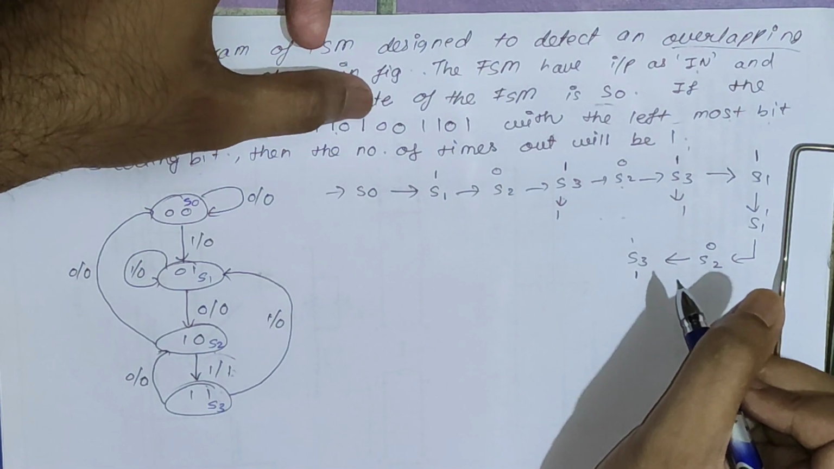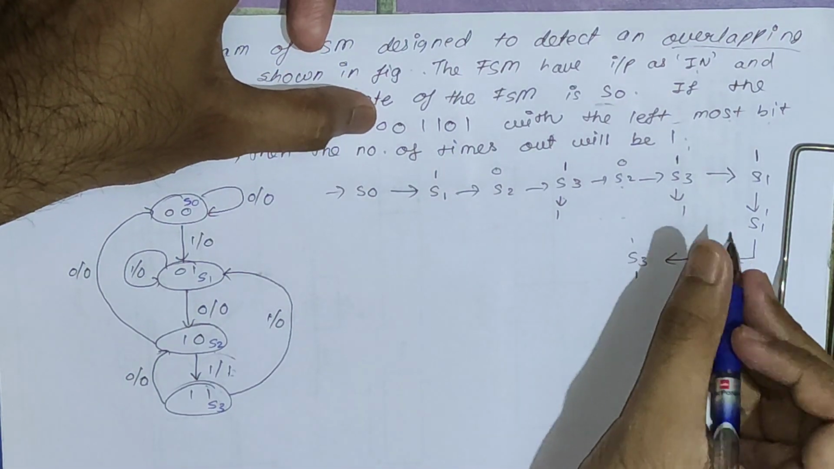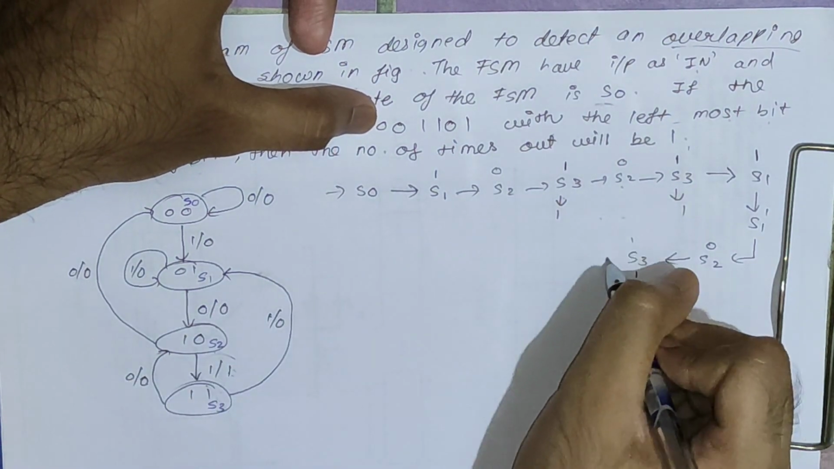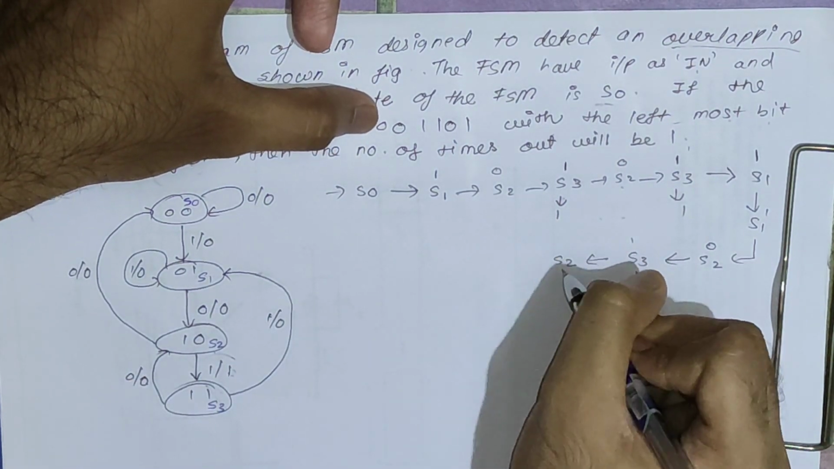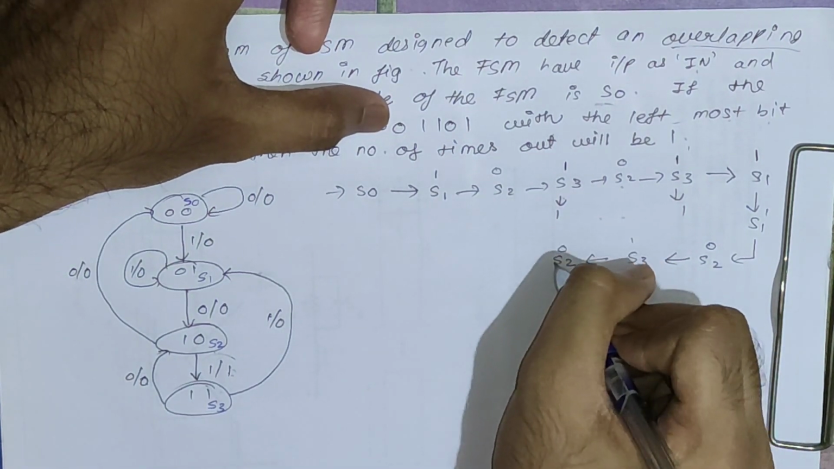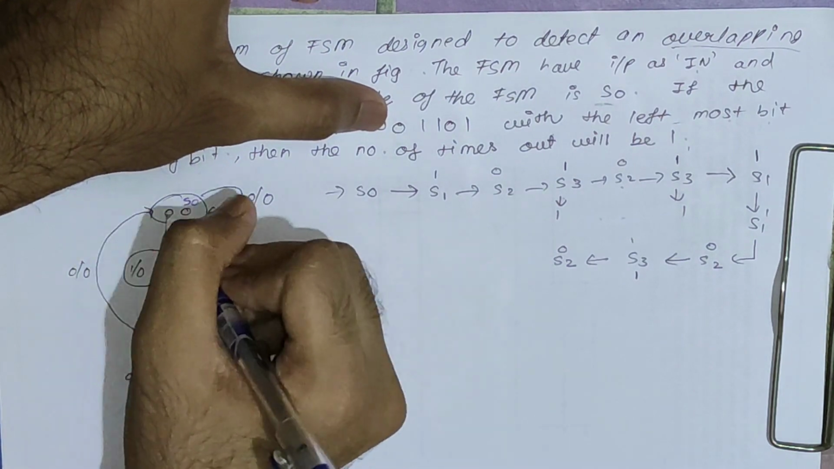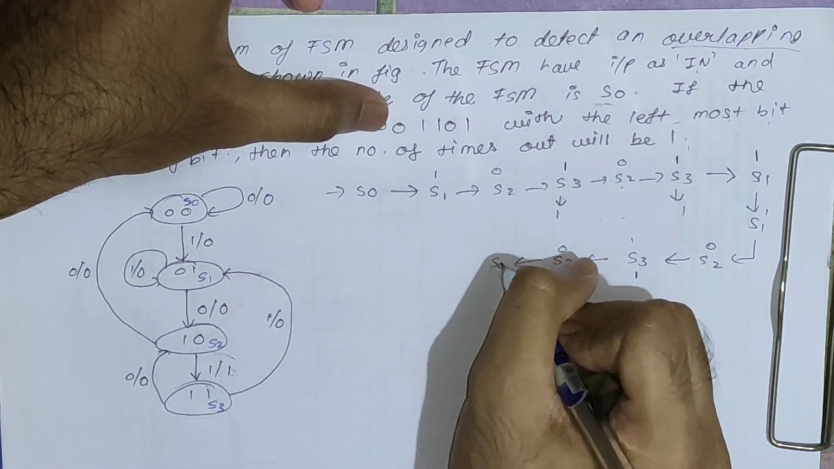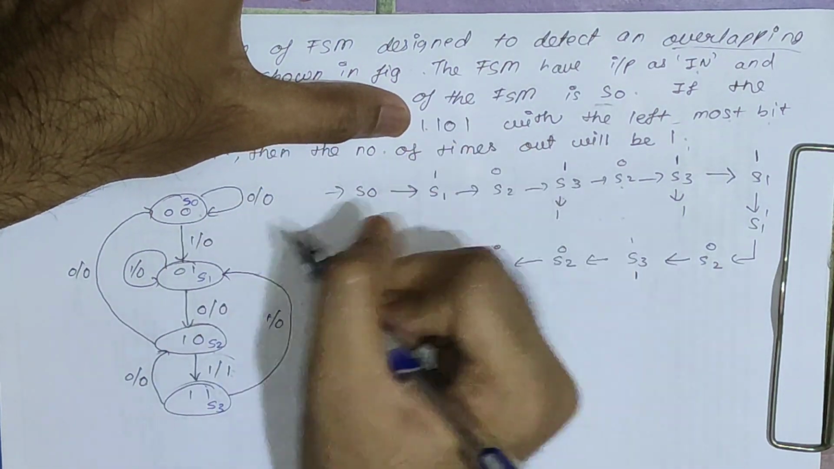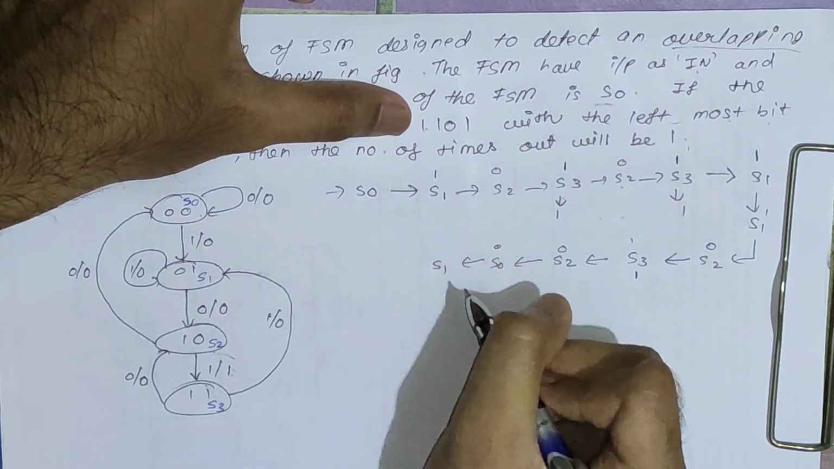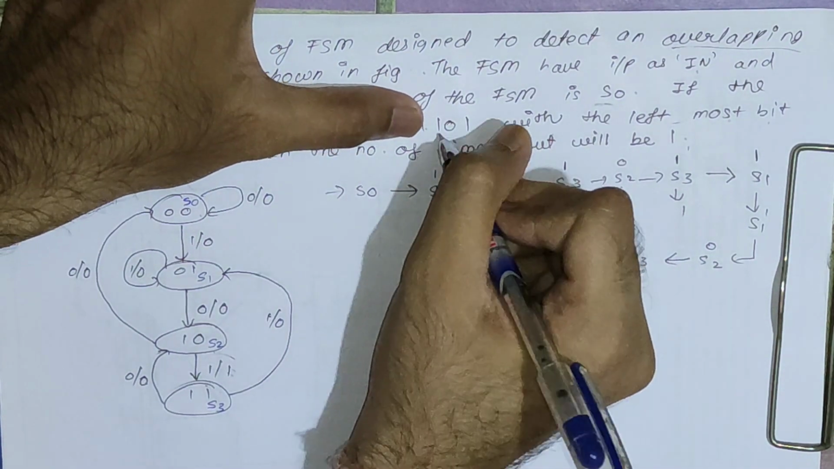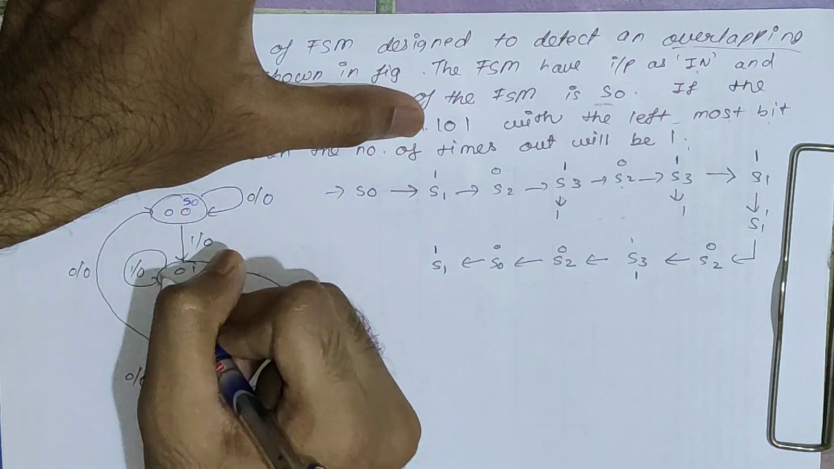Okay. Now at S3, if the input is 0, then you will switch to S2, saying that output is 0 for the input as 0. Okay. Now at S2 again, if the input is 0, then you will switch to S0. Input was 0. Now from S0, if the input is 1, then you will switch to S1. Okay, input is 1. Now at S1, if the input is 1, then you will remain at that state.